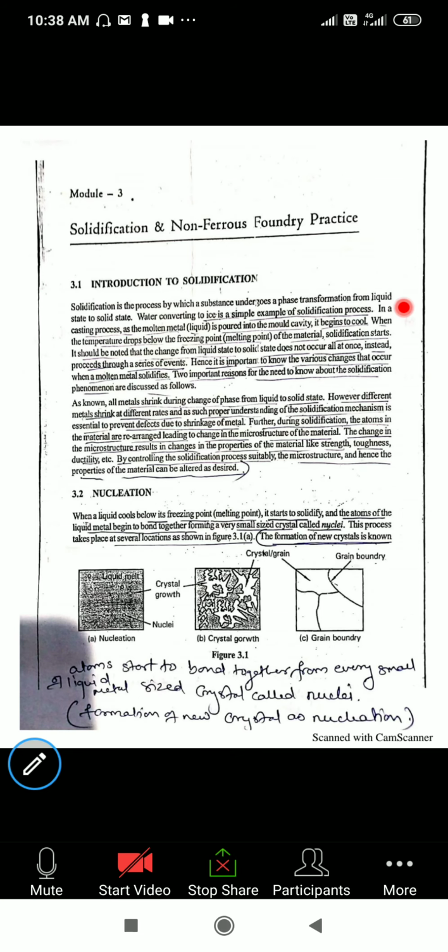Grain means what? A grain shape is going to form over there. The crystal stops growing when it touches each other. So this is what the nucleation is: how the nucleation is generated, what the nucleation is, and how the nucleation gets converted into a crystal in a dendritic manner.